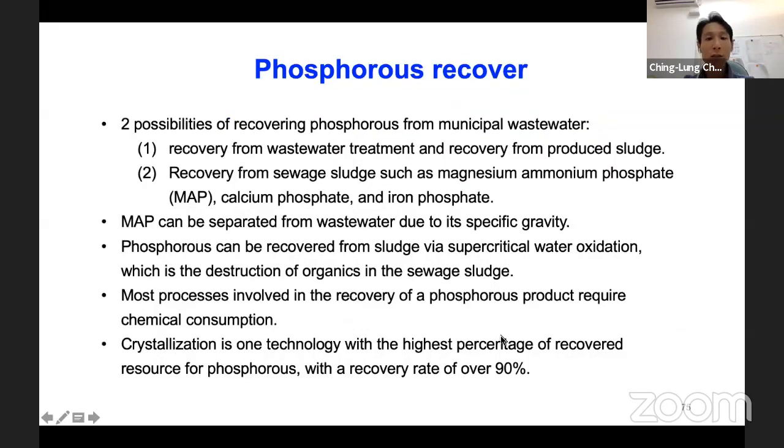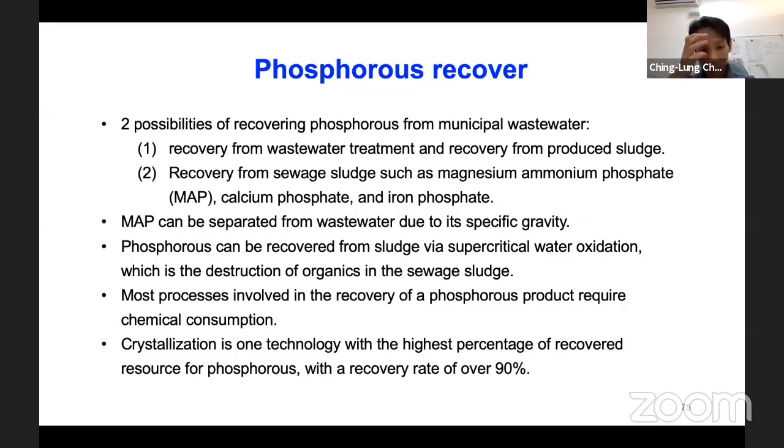And this is the phosphorus recovery. There are two possible ways to recover phosphorus from municipal wastewater. The first is to recover from wastewater treatment, and the second is to recover from the produced sludge, or they can recover from the sewage sludge, such as magnesium ammonium phosphate, calcium phosphate, or iron phosphate. Okay. And then this can be separated from wastewater due to its specific gravity.